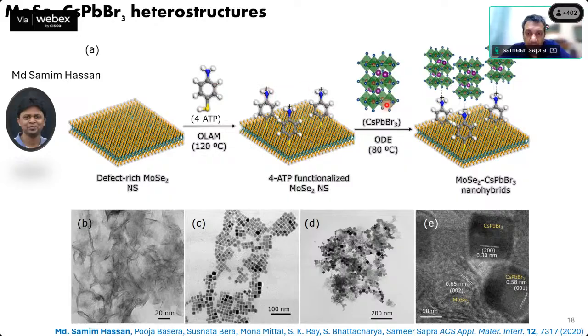Now, it so happens that cesium lead bromide is also passivated by an amine, like oleylamine, for example. Now, oleylamine is OLAM. That is used most commonly because it's a liquid at room temperature. And the boiling point is about 360 degrees. So you can use this, no problem.